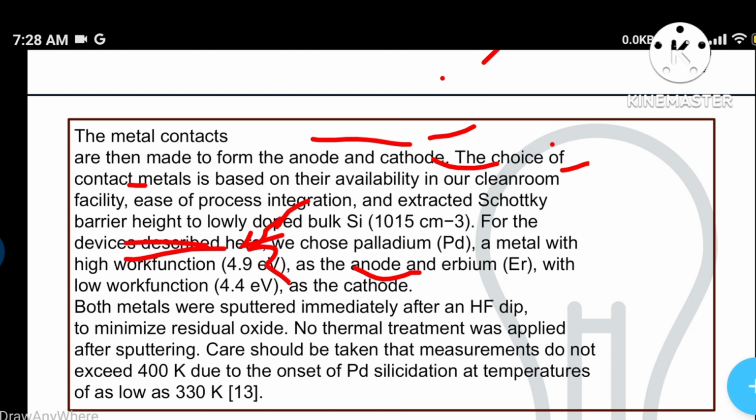Both metals were sputtered immediately after an HF dip to minimize residual oxide. No thermal treatment was applied after sputtering. Care should be taken that measurements do not exceed 400 K. We should definitely take care that the temperature does not exceed 400 Kelvin due to the onset of Pd siliconation at temperatures as low as 300 K.